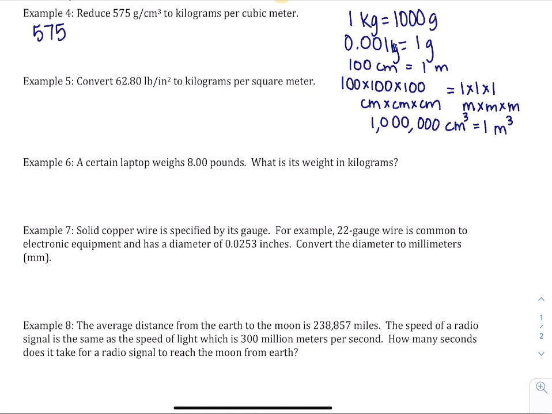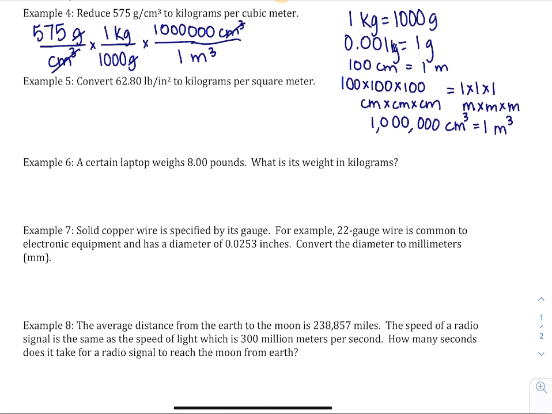We have 575 grams per cubic centimeters. So we set that up as a fraction. And I'm going to go with grams first. So I have 1,000 grams equal to 1 kilogram. Again, if you'd use the other ones, you will get the same answer at the end, but you would have had 0.001 kilograms in the numerator, 1 gram in the denominator. So grams cancel. And now with our cubic centimeters, we need to have 1 million of these cubic centimeters equal to 1 cubic meter. And the cubic centimeters will cancel.